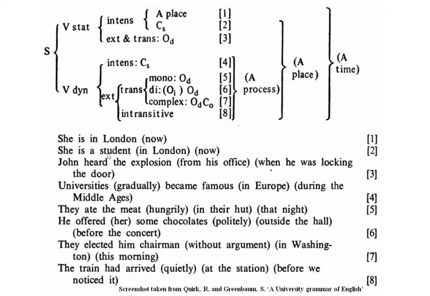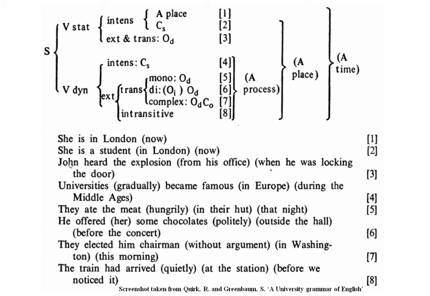In sentence 2, "She is a student," is here is followed by a subject complement. It is a stative verb because it refers to a state of being. It's not an action verb. And it is an intensive verb because it is followed by a subject complement, which is a student.